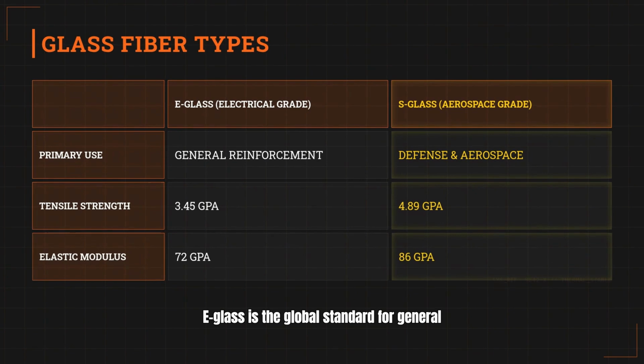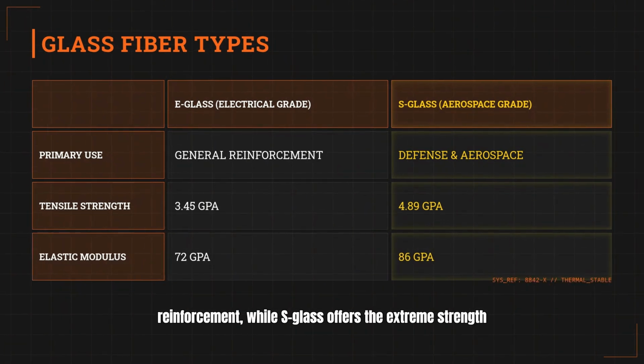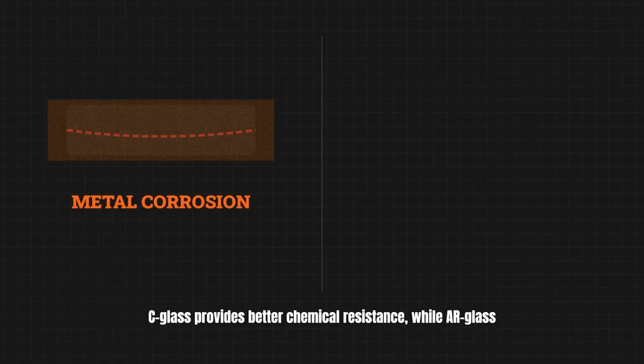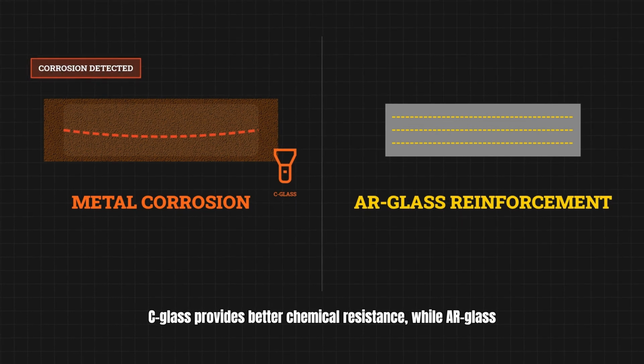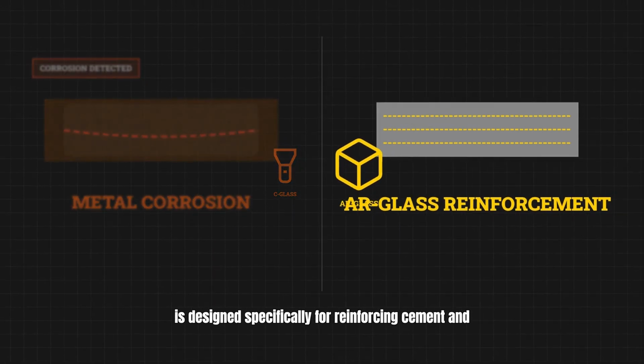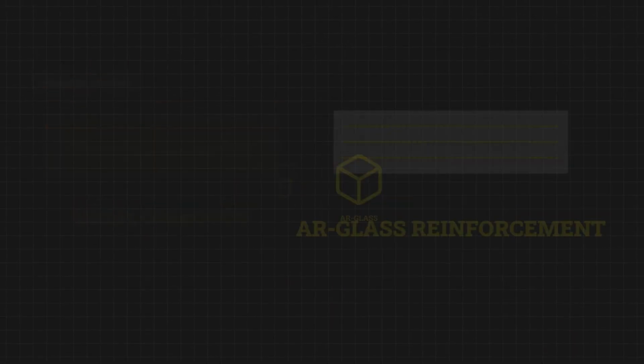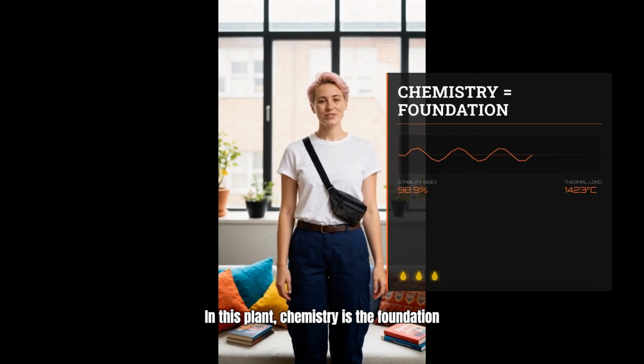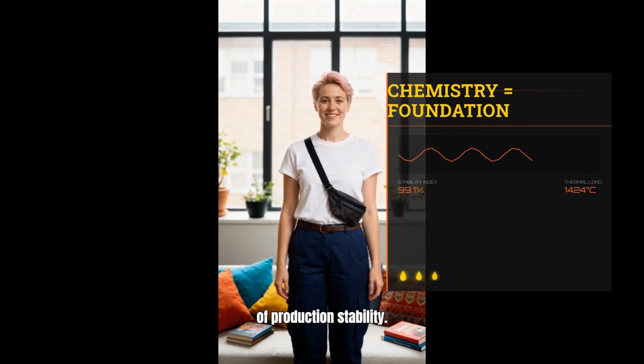E-glass is the global standard for general reinforcement, while S-glass offers the extreme strength needed for defense. C-glass provides better chemical resistance, while AR glass is designed specifically for reinforcing cement and concrete. If the recipe is wrong, the furnace struggles. In this plant, chemistry is the foundation of production stability.